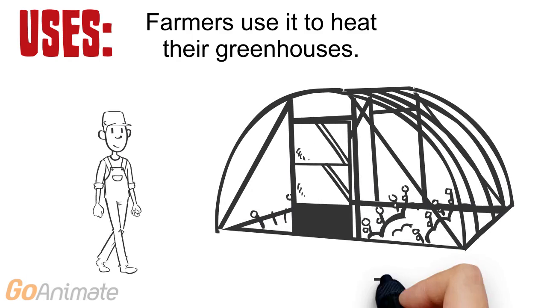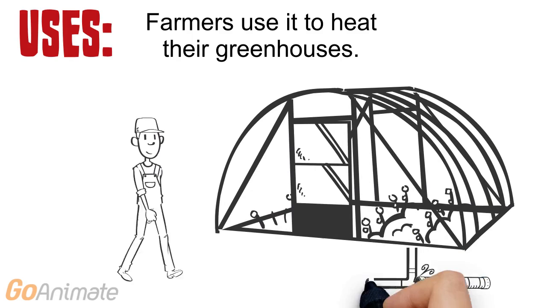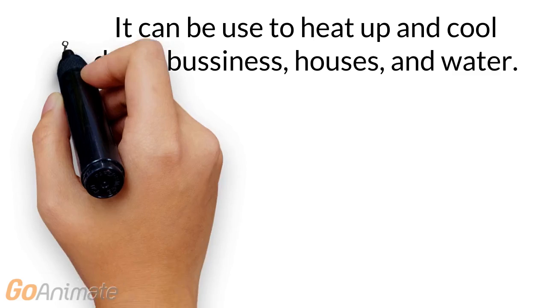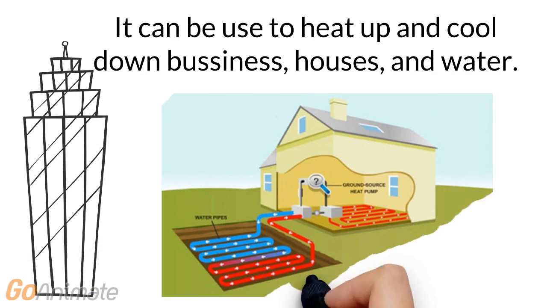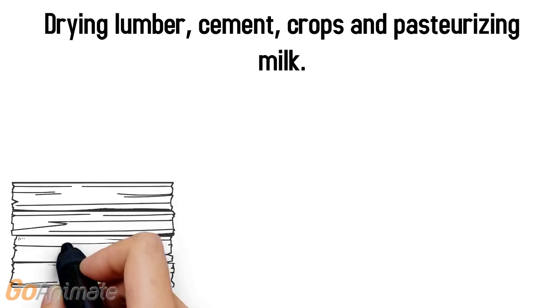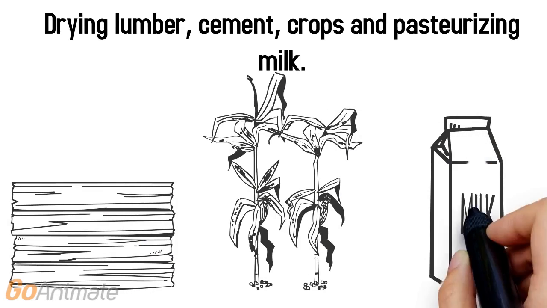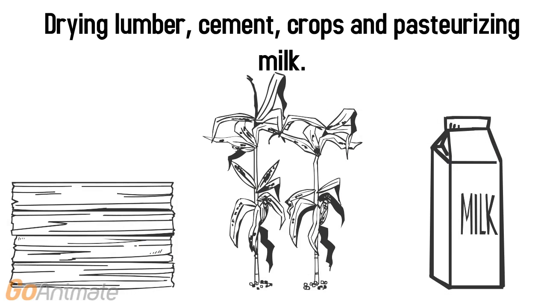Geothermal energy has many uses. For example, it can be used by farmers to heat their greenhouses. It can be used to heat and cool buildings and water. It can be used for drying of lumber, cement, crops, and pasteurizing milk.